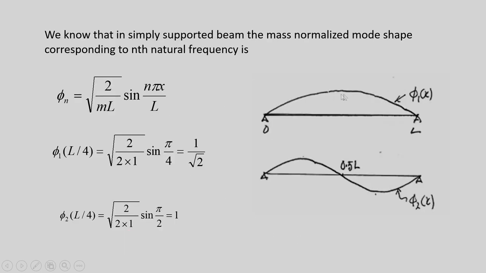Now let us see the mode shapes. The first two mode shapes are obtained here. And here if I take, say, M equal to 2 and L equal to 1, we get this factor as 1. So at L by 4, this is 1 by root 2, that is 0.707, and at L by 2, it is 1. Okay, so this distance is L by 2 and this distance is L by 4. This is the calculation with respect to the first mode. Now when we come to the second mode, you can see that the second mode has a value of 0 at L by 2. So you should note that.